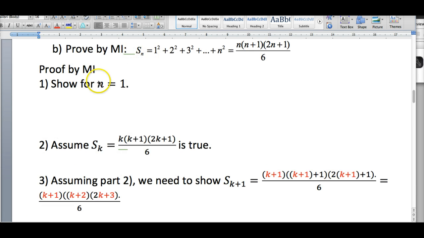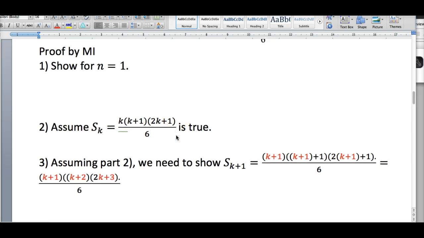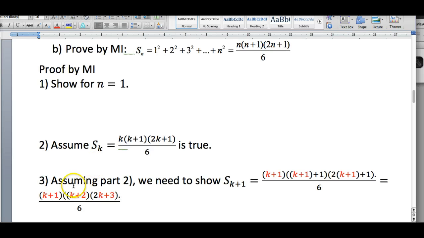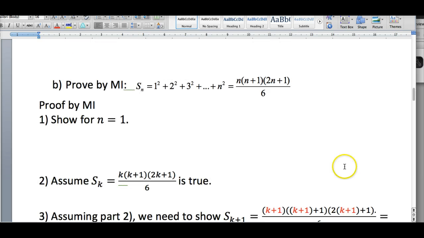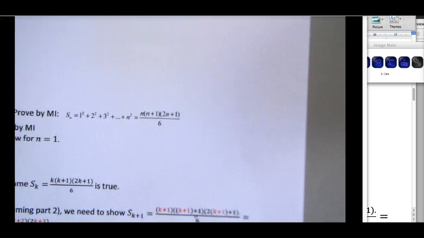So for part B, we're going to use this format. Show n equals 1, and then we're going to assume that this is true. This is just a blanket statement, just one statement for us. And then for part 3, we need to show this. This is the algebra part, and don't forget your conclusion. Okay, I'm going to go to the screen part of this so that you can see this a little bit better as I do it.